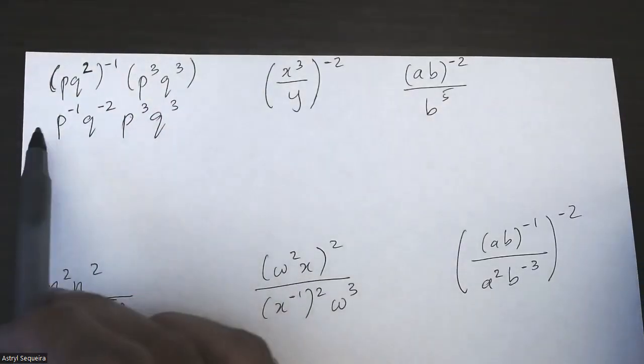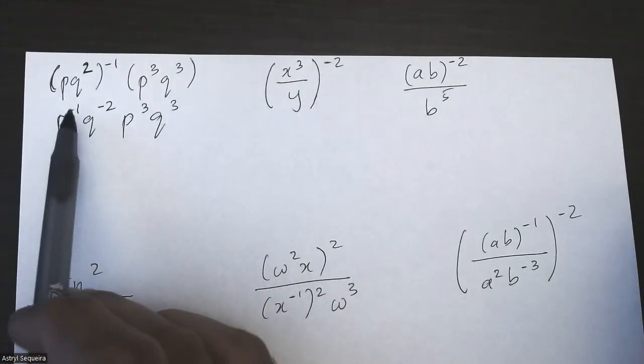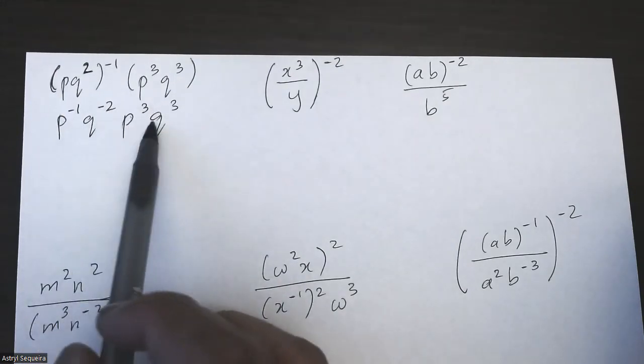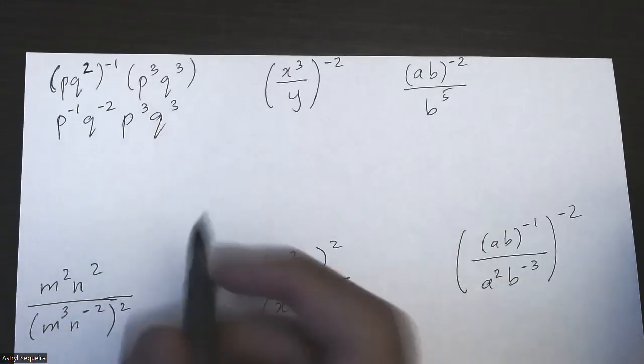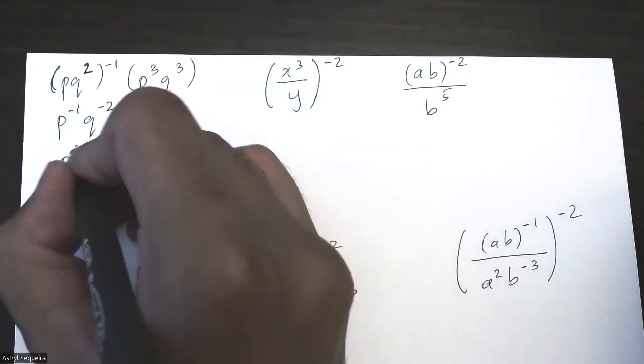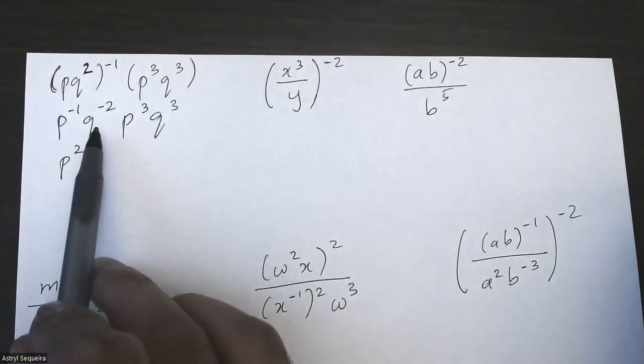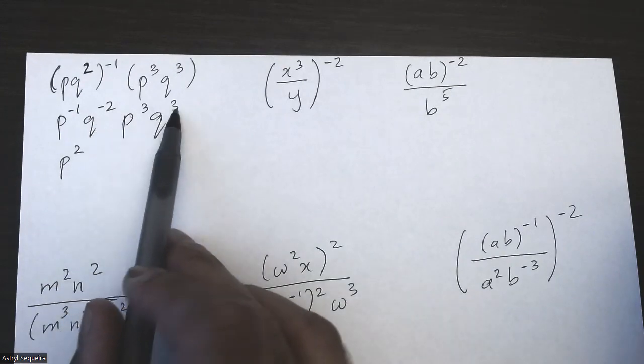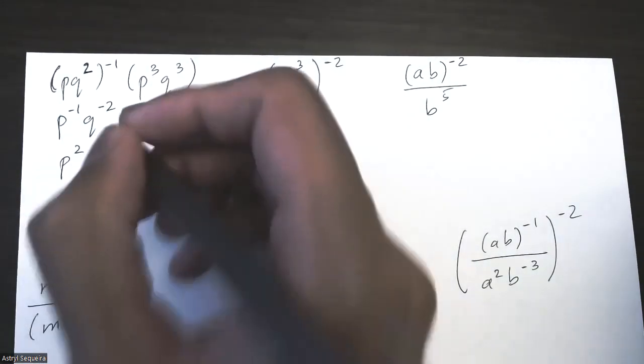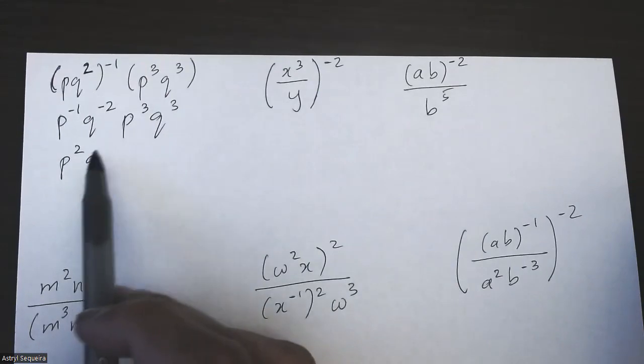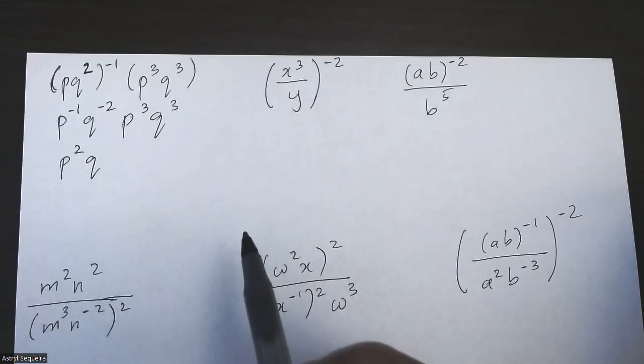And now all the terms are multiplying. So we're going to add the exponents for the like terms. So for the p terms, it's negative 1 plus 3, which is positive 2. And for the q term, it's negative 2 plus 3, which is positive 1. So I'm just going to write it as q, because that's q to the power of 1.